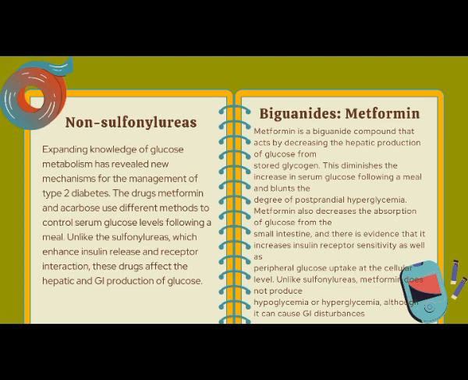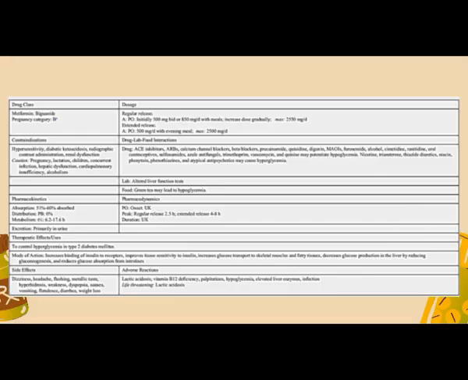Metformin is a biguanide compound that acts by decreasing the hepatic production of glucose from stored glycogen. This diminishes the increase in serum glucose following a meal and blunts the degree of postprandial hyperglycemia. For a clear copy, please refer to the copies being given.